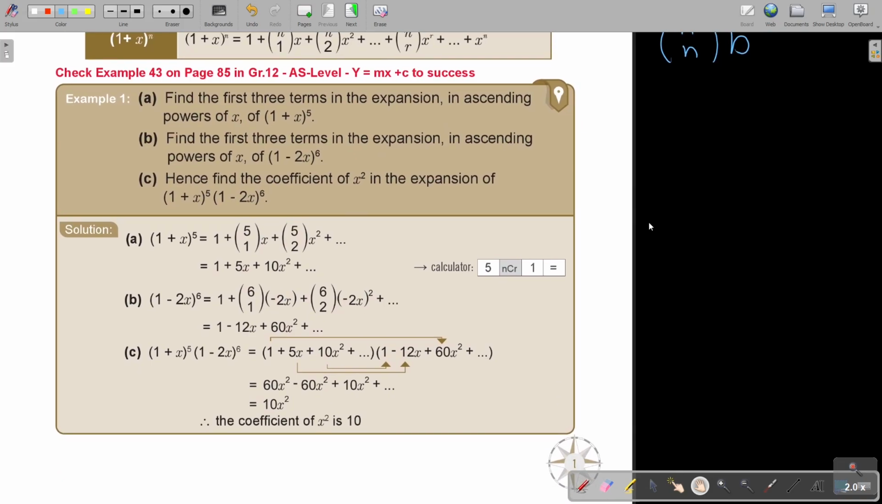The binomial theorem is in this new curriculum. They put it in, and in the beginning it can look very challenging, which is why I want to refer you to a specific example in the textbook. Before you look at this exam example, first go to the textbook, page 85, and look at example 43, and I'm going to do it with all the examples here.